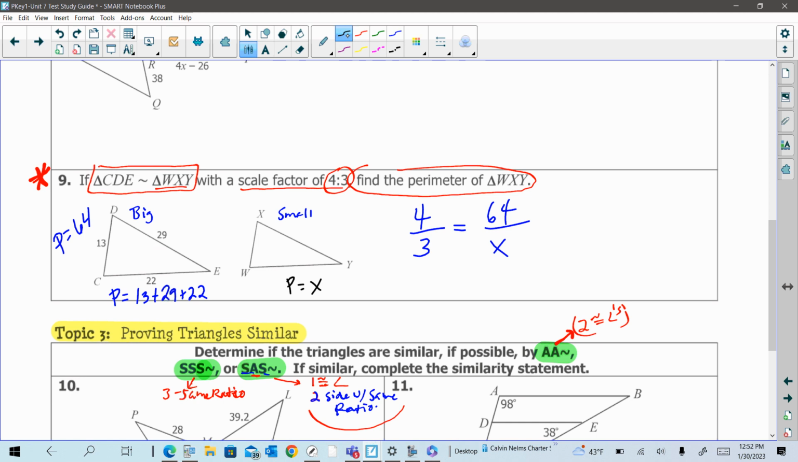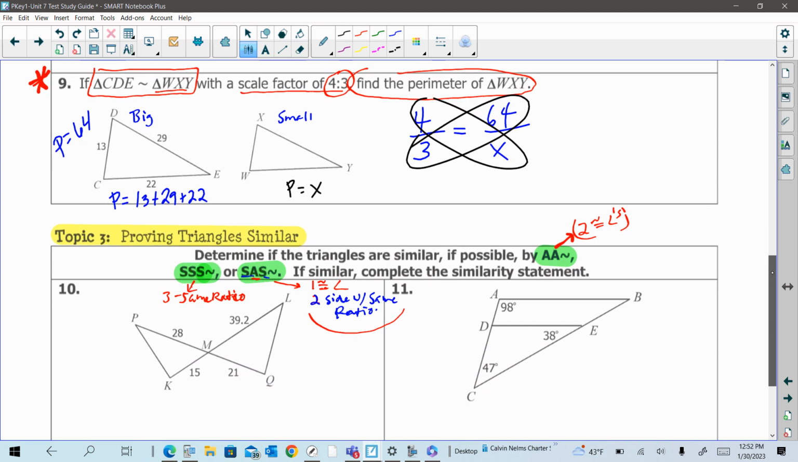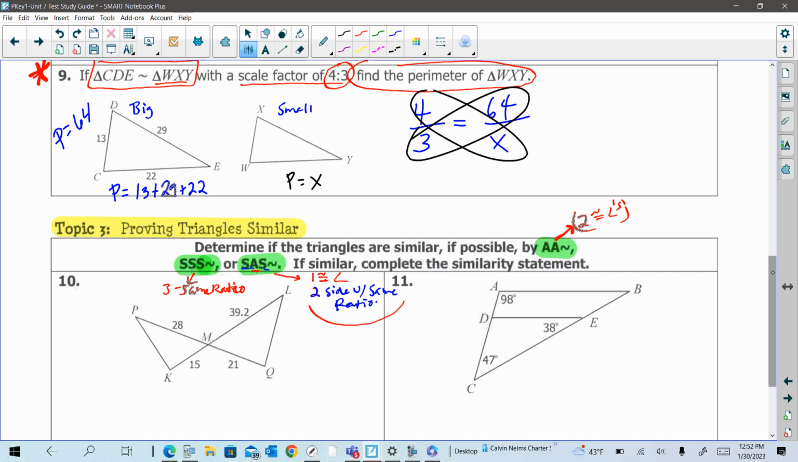Now we're just going to cross multiply to solve it. Okay. This is a whole number. You do have some decimals on some of these problems, but this is a whole number answer. I'll let you finish it.